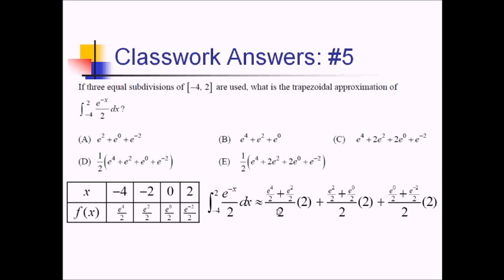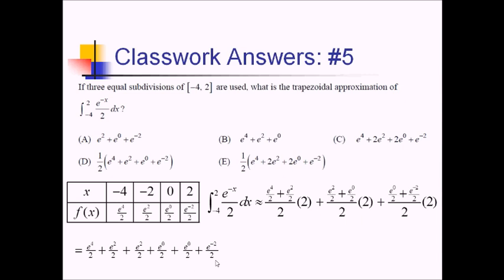Okay, now these 2's are going to cancel out, so if you're thinking this is kind of ugly looking, fear not. We're going to be left with e to the 4th over 2 plus e squared over 2 for that first fraction. Then we've got plus e squared over 2 plus e to the 0 over 2, and then e to the 0 over 2 plus e to the -2 over 2.